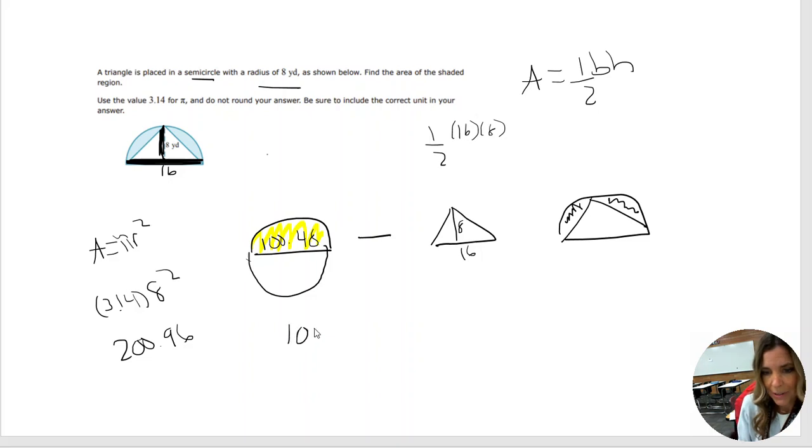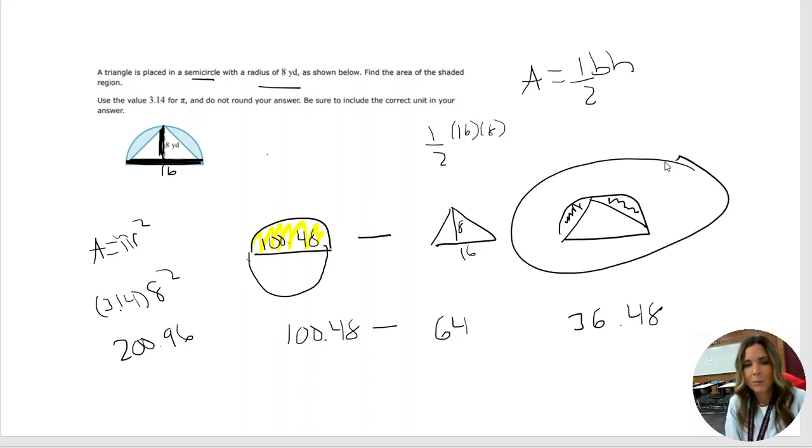So now we have 100.48. We are going to minus the 64, and that gives us 36.48. That's the area of the shaded region that would be left if you take the area of the semicircle and you subtract out the area of the triangle. So if we take the area of this triangle and subtract it out from the area of the semicircle, we're going to be left with that shaded region.